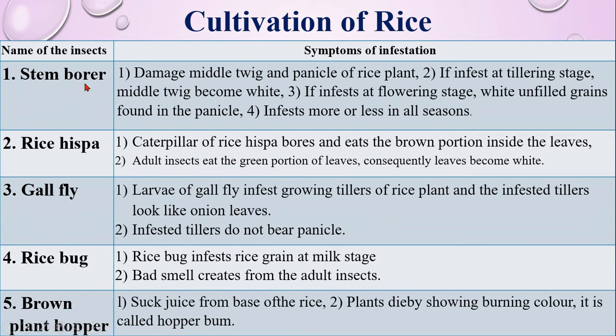So you have to memorize all of these, the name first and the nature of the infestation, because this is very, very important for your CQ as well. And sometimes you can get an MCQ like: which insect damages the middle twig and panicle of the rice plant? Then you have to write down stem borer moth. So this is very, very important.